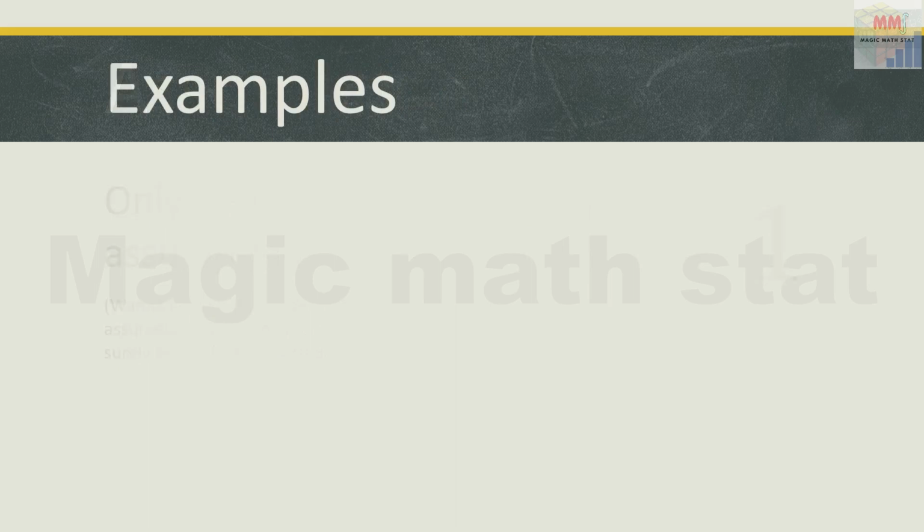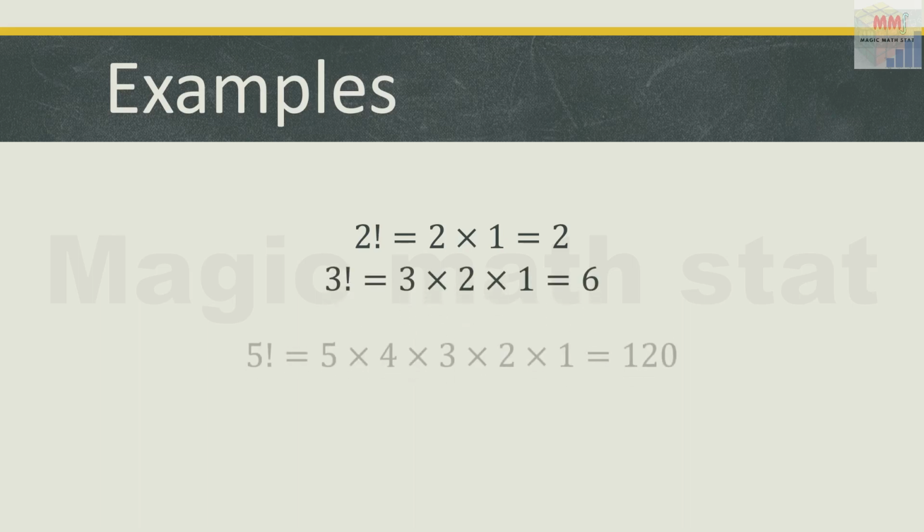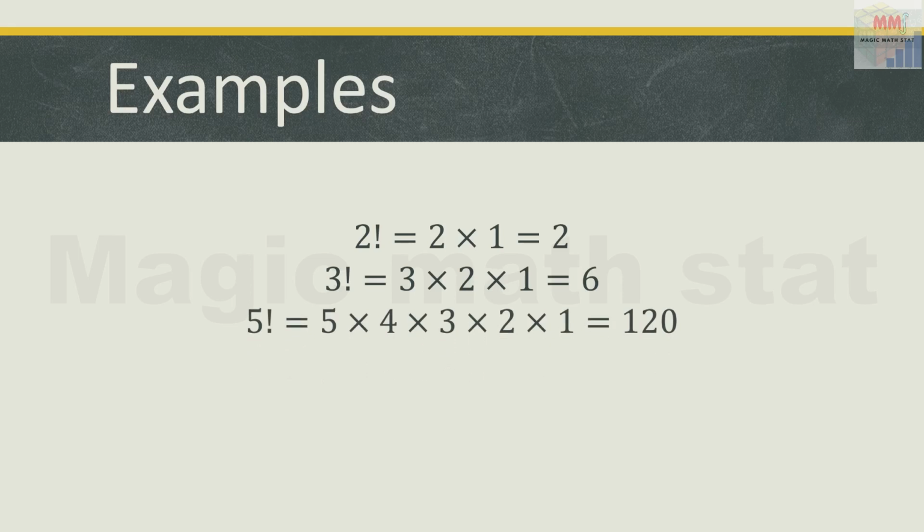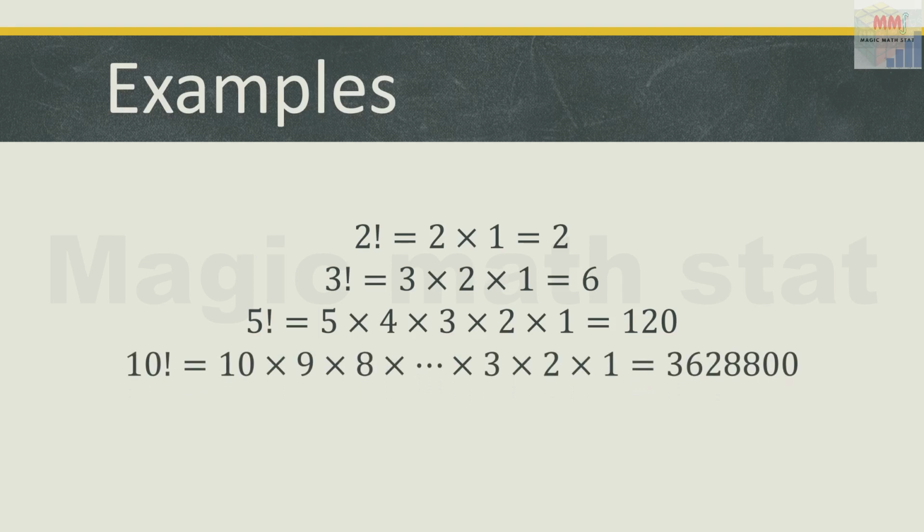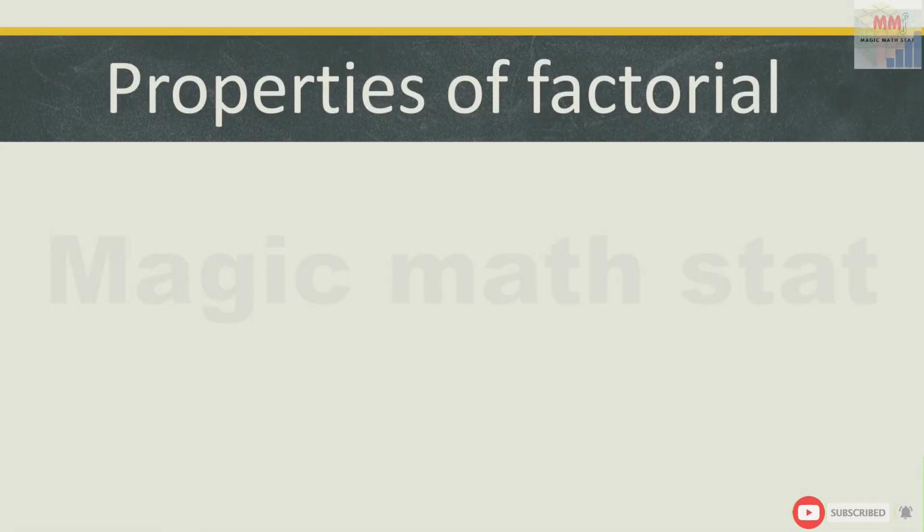Now let's look at some examples. 2 factorial equals 2 multiplied by 1, that is 2. 3 factorial equals 3 times 2 times 1, that is 6. 5 factorial is 5 times 4 times 3 times 2 times 1, that is 120. And 10 factorial is the product of natural numbers up to 10, which equals 3628800. Obviously, for big ones like 10 factorial, you have to use a calculator because calculation by hand is not practical. Now let's discuss the properties of factorials.